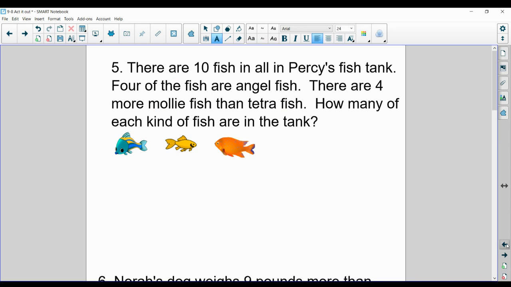Okay, these are some of the problems that you're going to have today in your assignment. So I used fish because I have goldfish in my gallery to use. So use whatever counters that you have to use. You really are going to need to act these out and try them. Always make sure they fit every clue. So when you complete your assignment, go back and double check your answers.